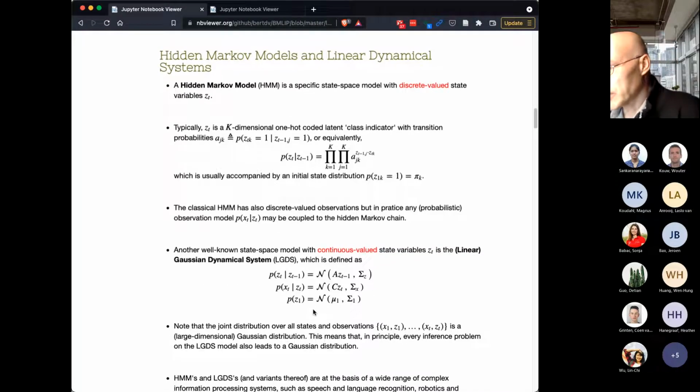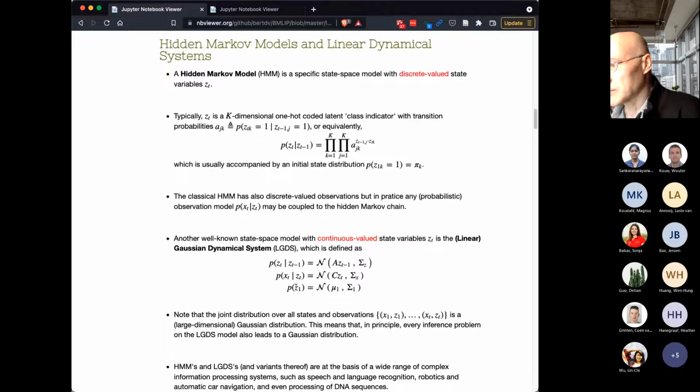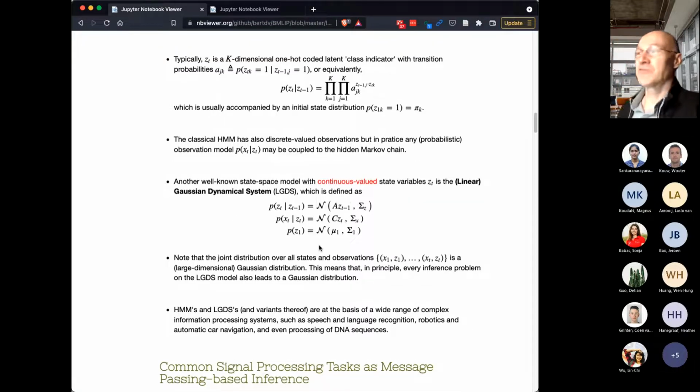There are two things I need to say about this. One is I go against my own notational convention here. The proper way of writing this, and I will update that, is P of Z of T given Z of T minus 1 equals a Gaussian over Z of T given the parameters, where the mean parameter is A times Z of T minus 1, and the variance is sigma Z. So also for Z1, I should have written a Gaussian over Z1 given the parameters, the mean mu1 and the variance sigma 1. So this needs to be updated.